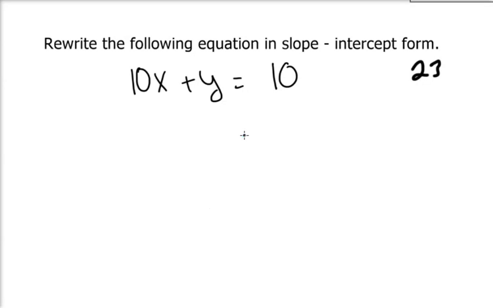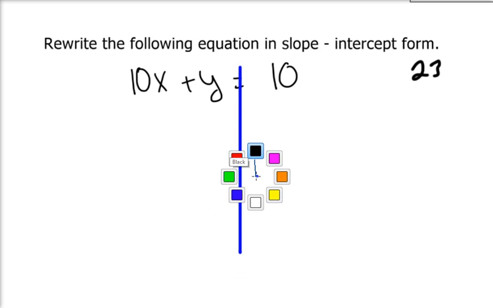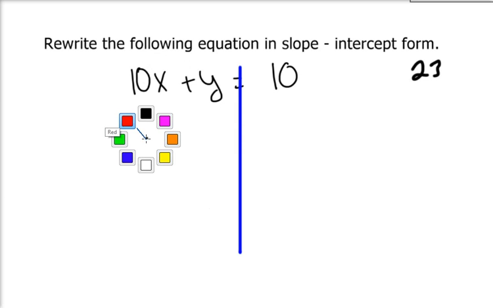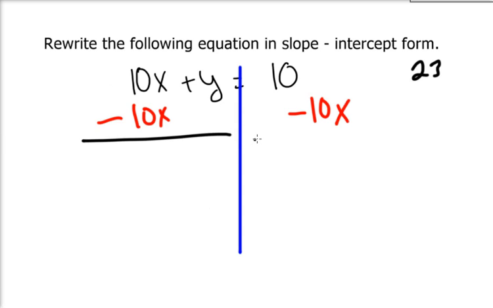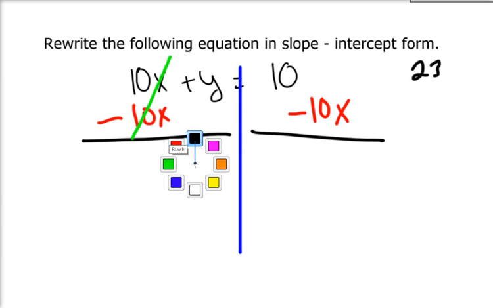Okay, this is slide 23, and I'm going to put a line down the middle. Okay, and then I'm solving for y, but I have 10 x's. So the opposite of having 10 x's is subtracting 10 x's on both sides. So I'm going to subtract 10x on the left and 10x on the right. Okay, that's the left side of the equation. This is the right. Plus 10x minus 10x is the same thing as 0. And all we have on the left is this y.